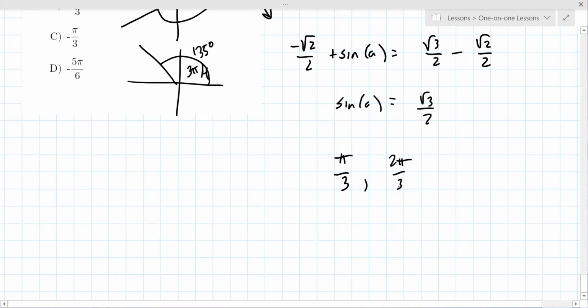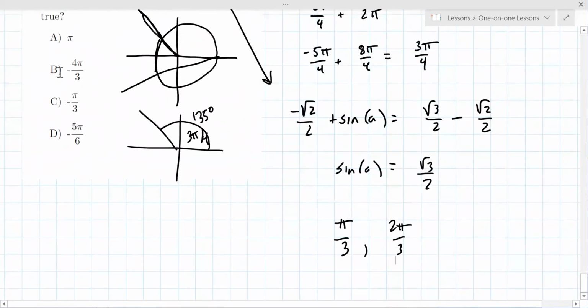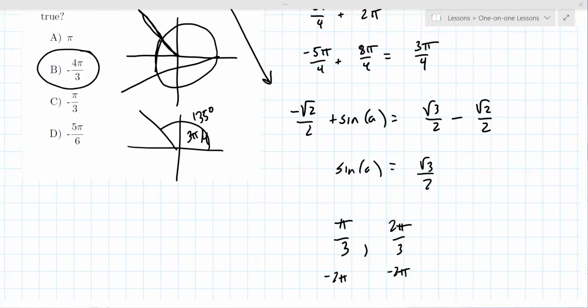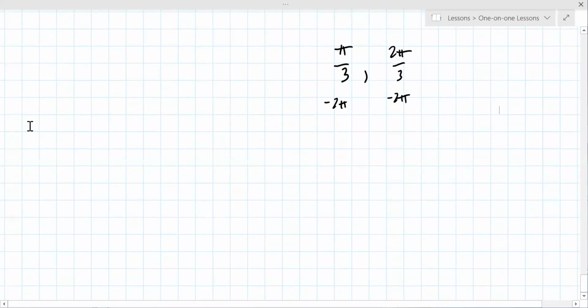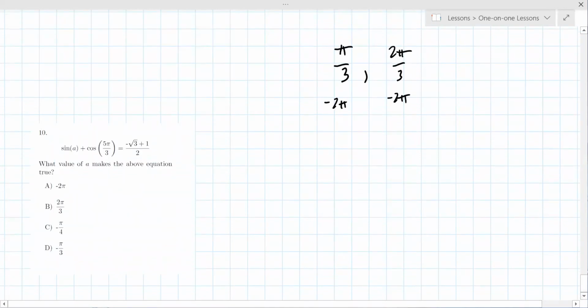Okay, so those are the two positives. You'll notice neither of them is there, so you have to subtract 2 pi from both of these. So it's negative 5 pi over 3. I don't think that's there. Or wait, negative 4 pi over 3. That is there. You have to do one or two on your own here. Let me have you do one before we move on to something new. Did you find this question useful for what we're trying to learn? Yes. Great.